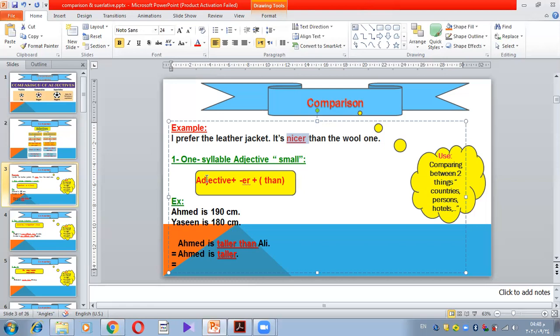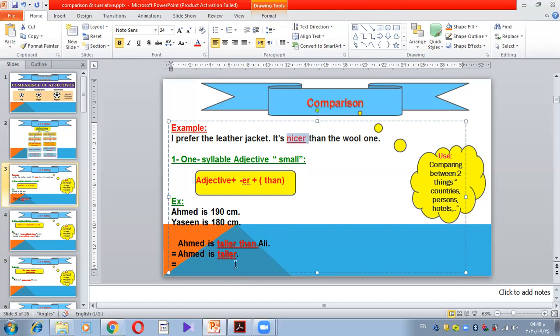We have seven rules for the comparison, guys. The first rule: one syllable adjective, which we know as small adjectives. When we were at school, they used to tell us if the adjective is small. What is meant by small? Now, as an adult, you have to understand one syllable adjective. What is meant by one syllable adjective?